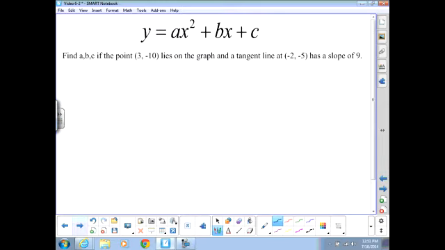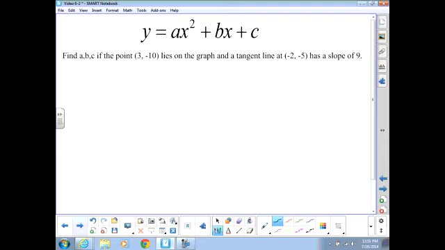We'll do one more example that's similar to this. We're now going to work with the general equation y equals ax squared plus bx plus c. We'll again find a, b, and c, but they've given us different information. They tell us 3, negative 10 lies on the graph. We have a tangent line at negative 2, negative 5, and at that point, there's a slope of 9.